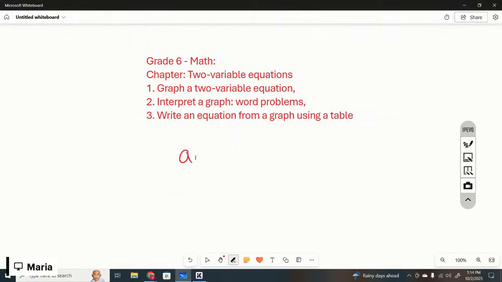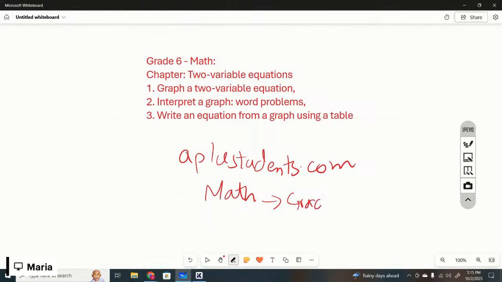You can find all the lessons on aplusstudents.com. You have to log in there using your email address and the password provided by the administrator. Then you have to select math from the subject tab, scroll down to grade 6 math, and then click on view all lessons.